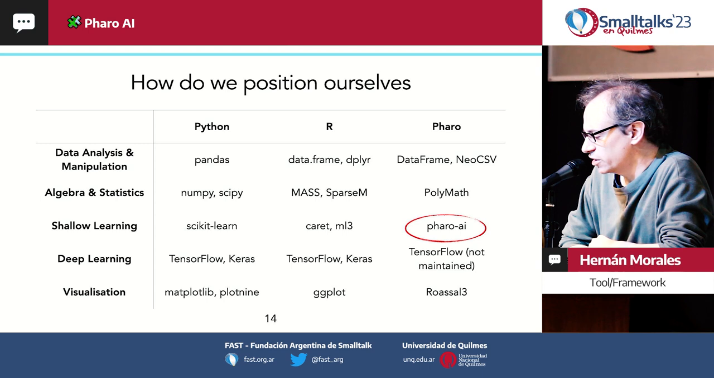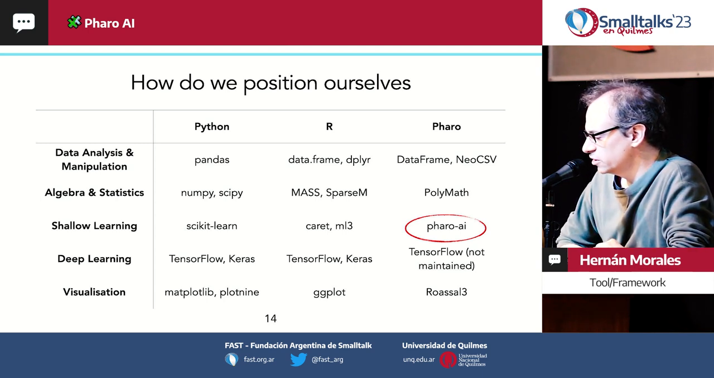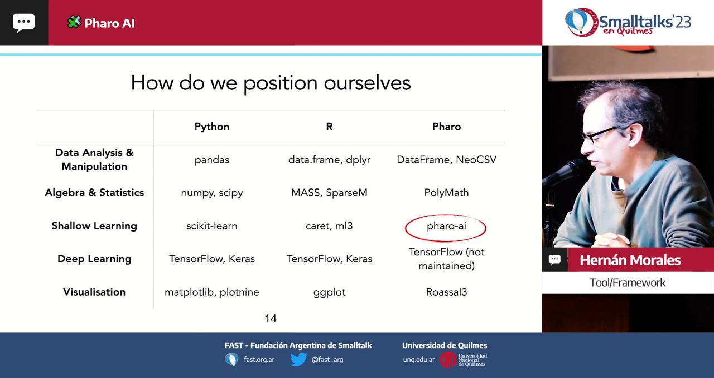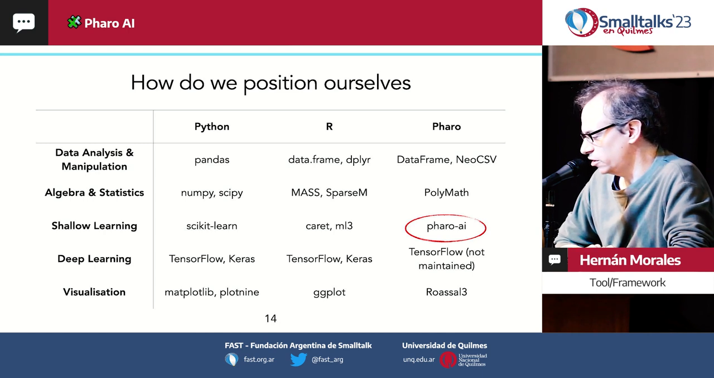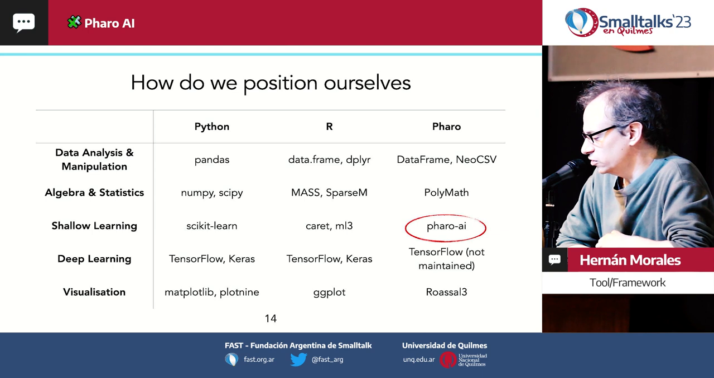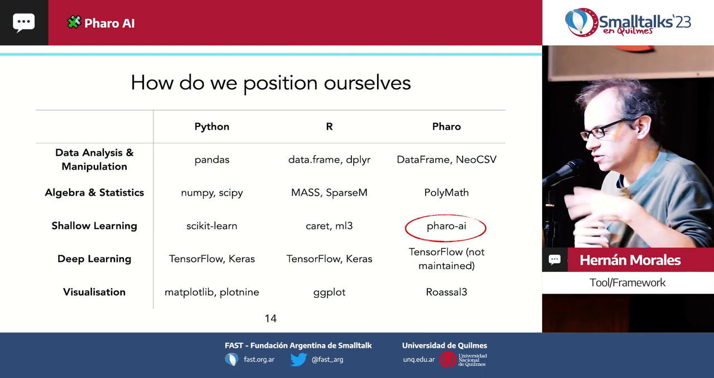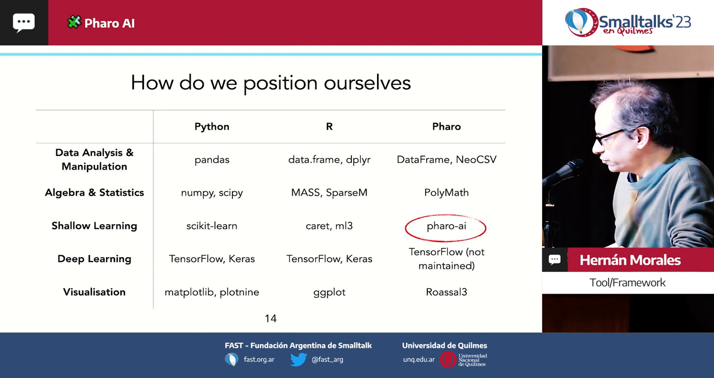For classic machine learning, we are positioned at the same level as scikit-learn in Python. There is also some work, unfortunately not maintained, on deep learning using the TensorFlow binding. And for visualization, we mostly use Roassal3. This is somewhat combined to work with machine learning in Pharo.